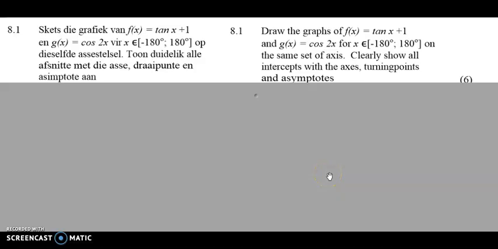So our question asks us to draw the graph of f of x is equal to tan of x plus 1 and g of x is equal to cos 2x, for x being an element of negative 180 degrees and 180 degrees. Must be drawn on the same set of axes. And then they ask us to show the intercepts with the axis, the turning point and the asymptotes clearly.